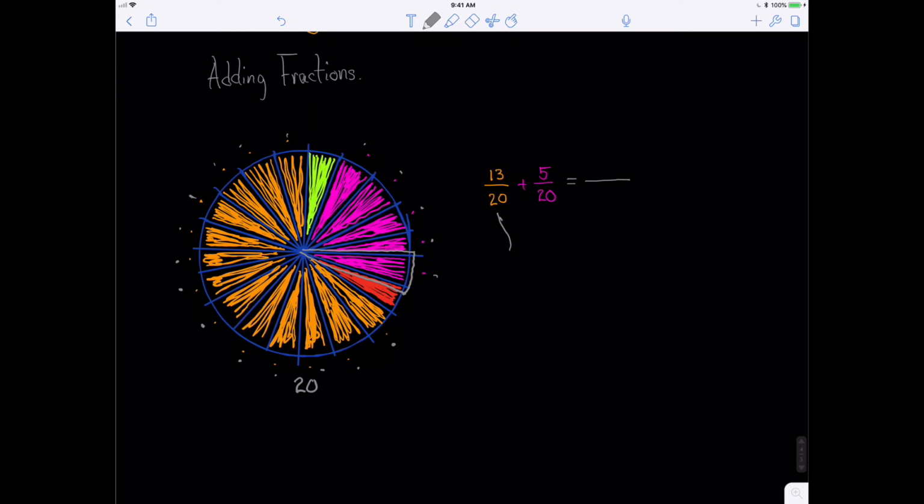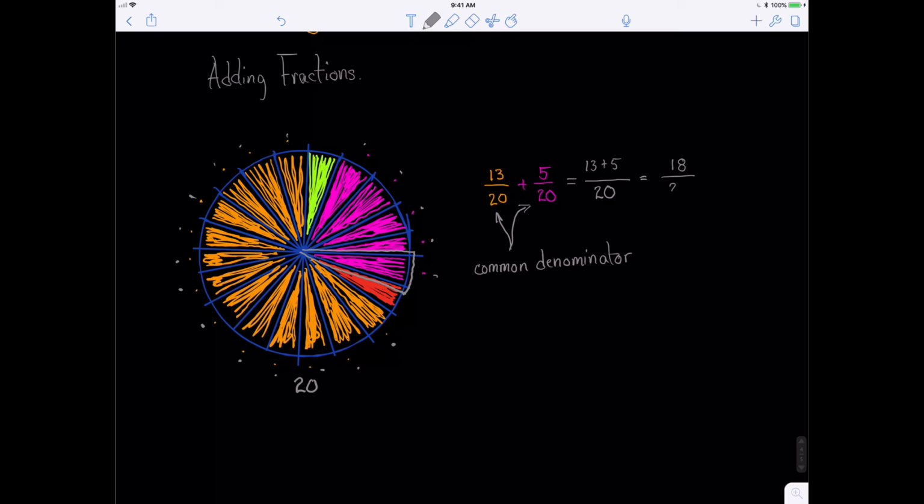Notice that the denominators match. And when you're adding fractions, this has to be the case. And when the denominators match, we call this a common denominator. And notice that when we were done counting all of our pieces, they were still in size 20. But we ended with 18, and you can see that if I took my numerators and I added 13 to the 5, I would have 18. And that's how you add fractions.